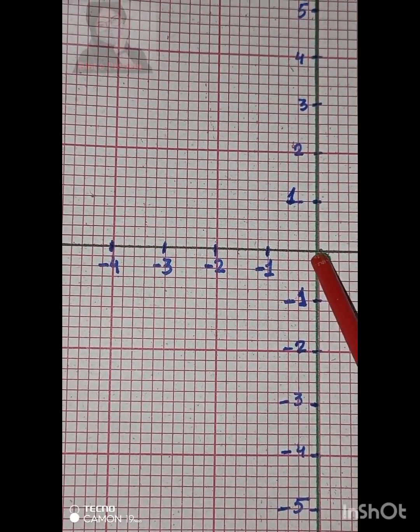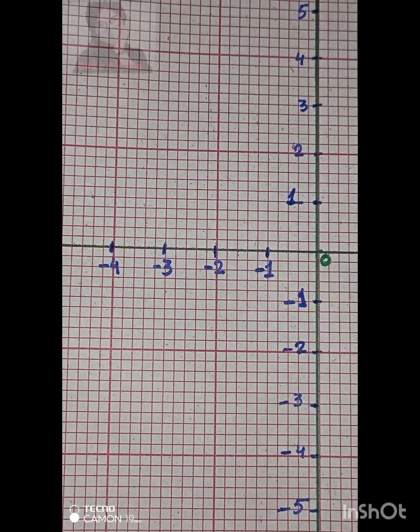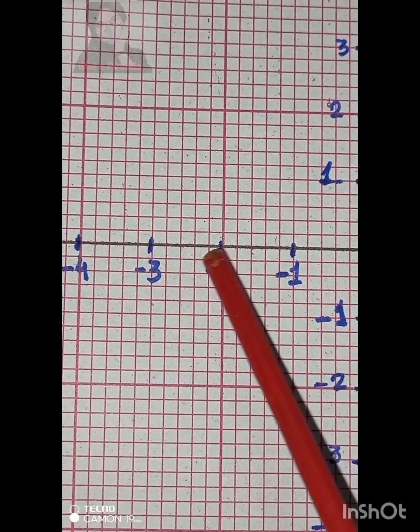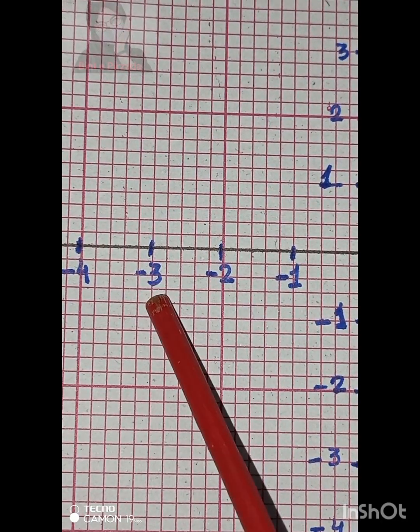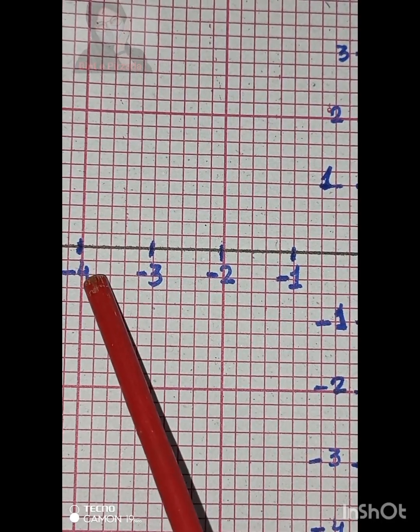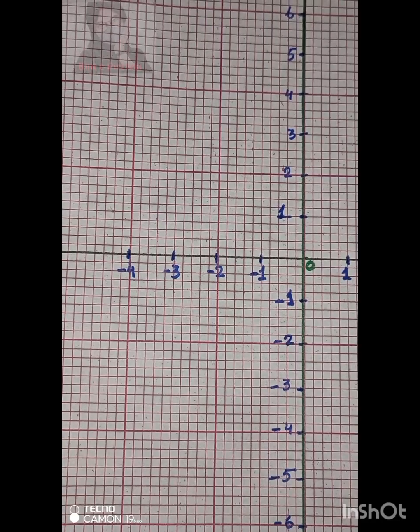Similarly, on the left hand side of the graph, after the first 5 boxes I have taken -1. Then after the next 5 boxes I have taken -2. Then after the next 5 boxes, I have written -3. And then after the next 5 boxes, I have written -4. This is how you will take the scale on the x-axis.